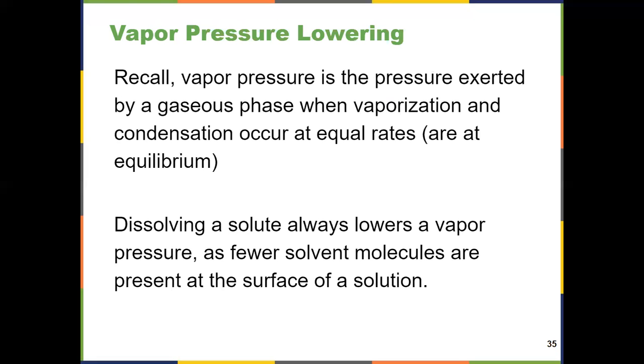Let's actually get into the colligative properties. First one up is vapor pressure lowering. We've talked about vapor pressure before, right? When we've got a liquid and a gas in equilibrium with one another, meaning that the rates of vaporization and condensation are equal.